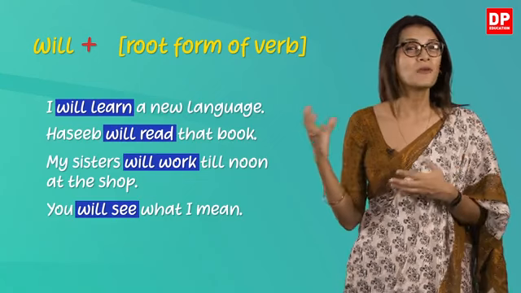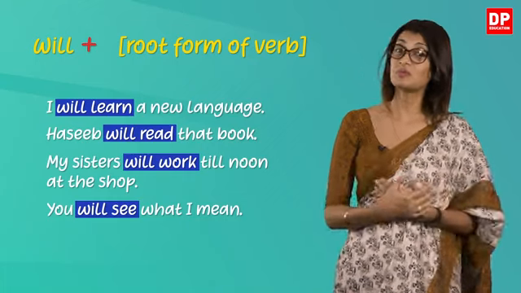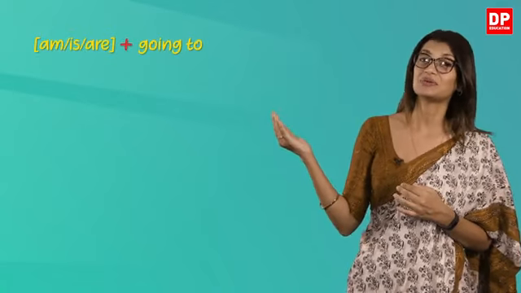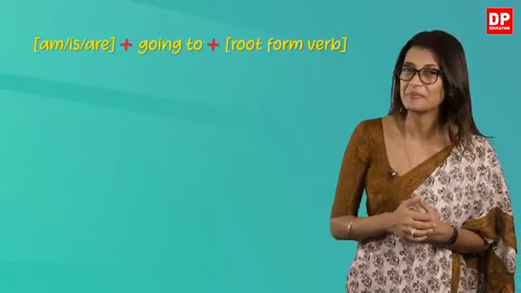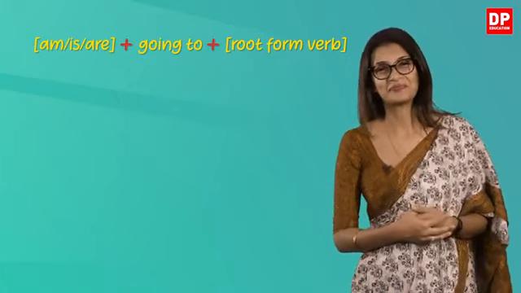Now look at how the formula is used in these sentences to indicate what will most probably take place in the future. It doesn't matter if the subject is singular or plural, the formula for the simple future doesn't change. But there is another way to show that something will happen in the future. It follows the formula am, is, are plus going to plus root form of verb. Let's look at some examples and get a better understanding.